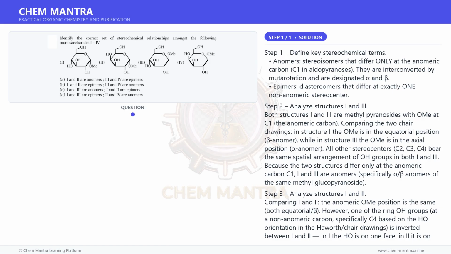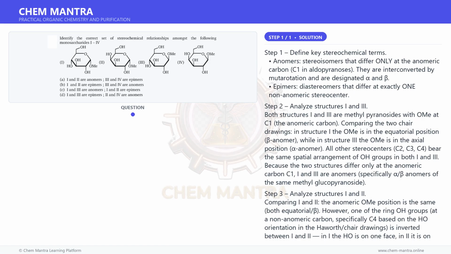Step 5. Eliminate other options. A. Claims I and II are anomers, incorrect, they differ at a non-anomeric center. B. Claims I and II are epimers, and III and IV are anomers, this may also be true, but it is less precisely stated, and option B omits the I-III anomer relationship.